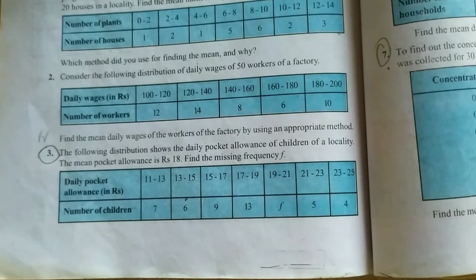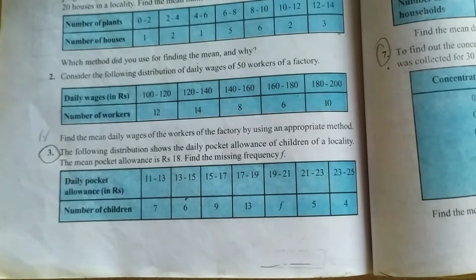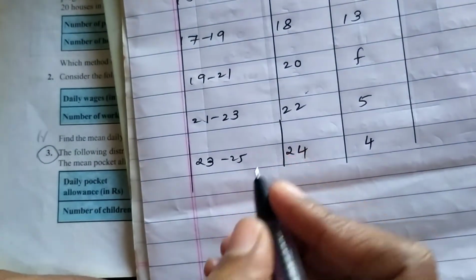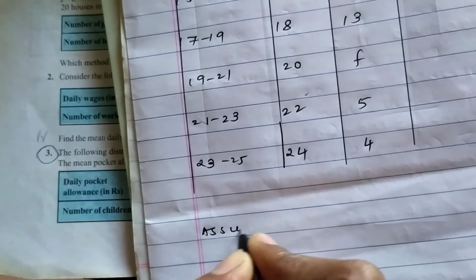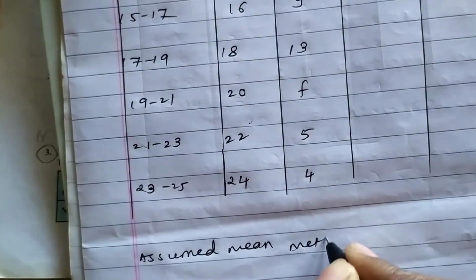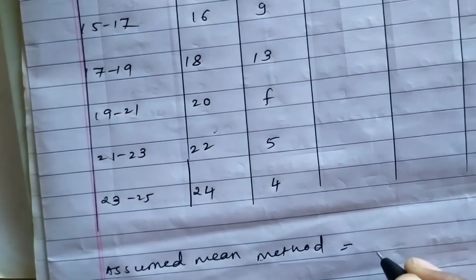Now, as we know, we can use F in the mean formula. That's why the mean is given, so you can use any mean formula to find F. But now I'm going to teach you another method, the assumed mean method. I already explained the direct method and step deviation. First let me write the formula for the assumed mean method. You can use any method.